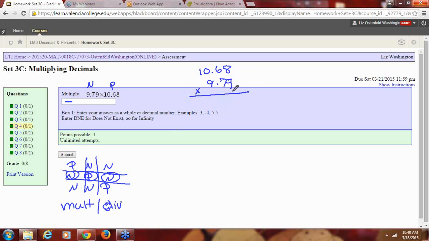So 7 times 9 is 63. So I'm going to carry the 6. 9 times 6 is 54. Plus 6 is 60. I'm going to bring down the 0. Carry the 6. 9 times 0 is 0 plus 6. 9 times 1 is 9. 7 times 8 is 56. Now with the second number, you just have to remember to do something. You guys remember what it is? What do you got to do when you go to multiply this second number right here?